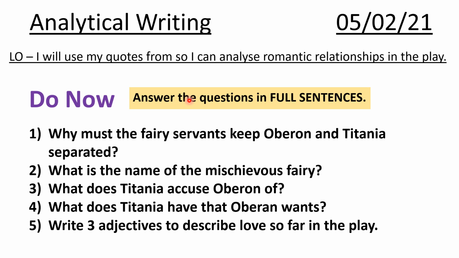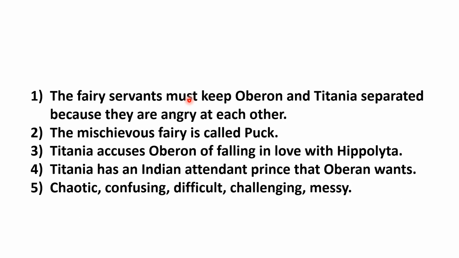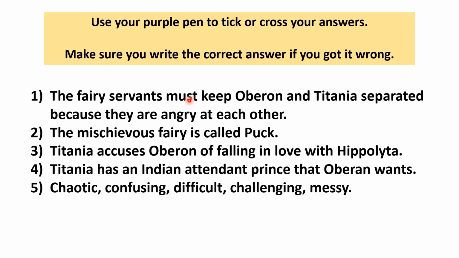All right, let's make our purple pen corrections. Make sure that you make any corrections by writing down the answer if you got it wrong. So the fairy servants must keep Oberon and Titania separated because they are angry at each other for quite a few different reasons. The mischievous fairy is called Puck. Titania accuses Oberon of falling in love with Hippolyta. And Titania has an Indian attendant prince that Oberon wants for himself.